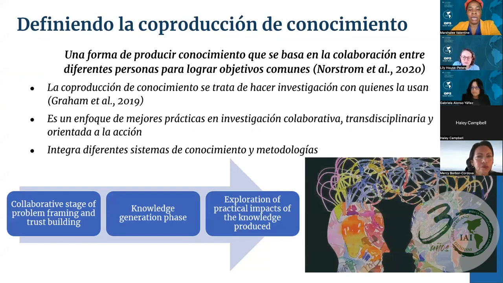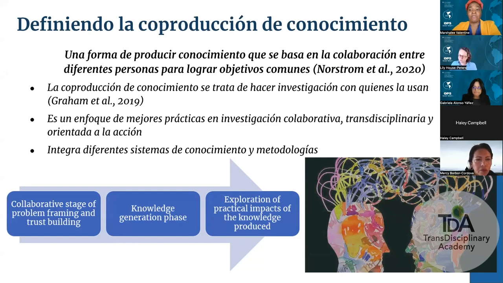Knowledge co-production. As we can see, in transdisciplinary research, knowledge co-production forms an important part of research that seeks to promote this integration that we keep speaking of. And what is knowledge co-production? Let's start by defining it. It is simply a way of producing knowledge that is based on collaboration between different people to achieve common goals, right? It is action-oriented research with those who use it and the involvement of stakeholders who are academic and non-academic.